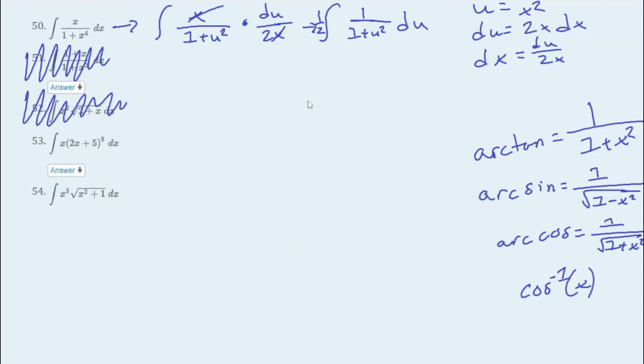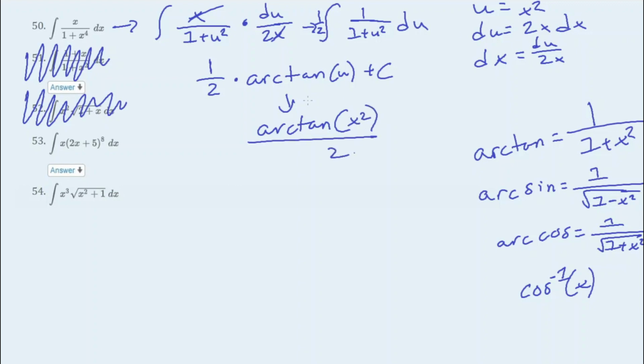So we're left with 1 over 1 plus u squared over here. If we integrate it, we're going to have 1/2 times arctan u, plus c. Now all we need to do is plug in for u, which is x squared, so we're going to have arctan x squared over 2 plus c, and that's going to be our final answer.